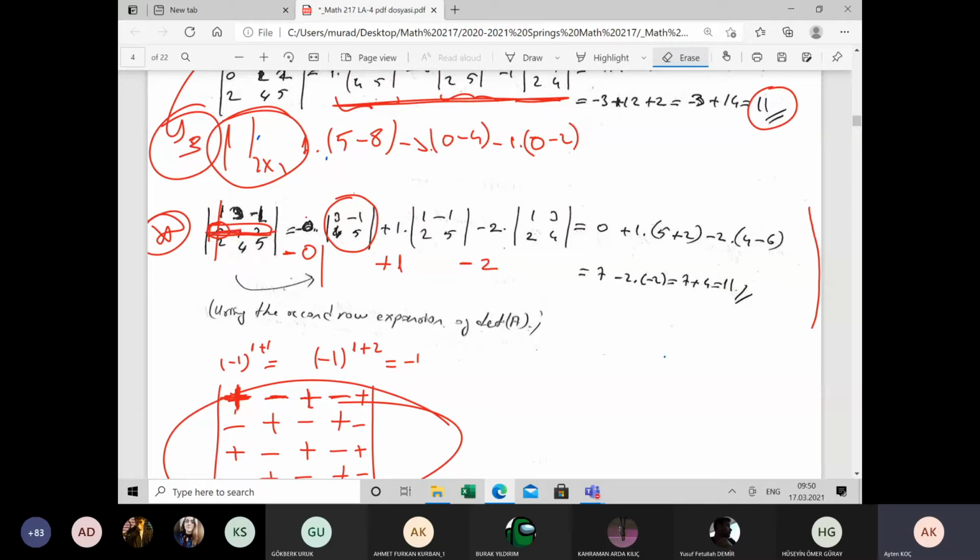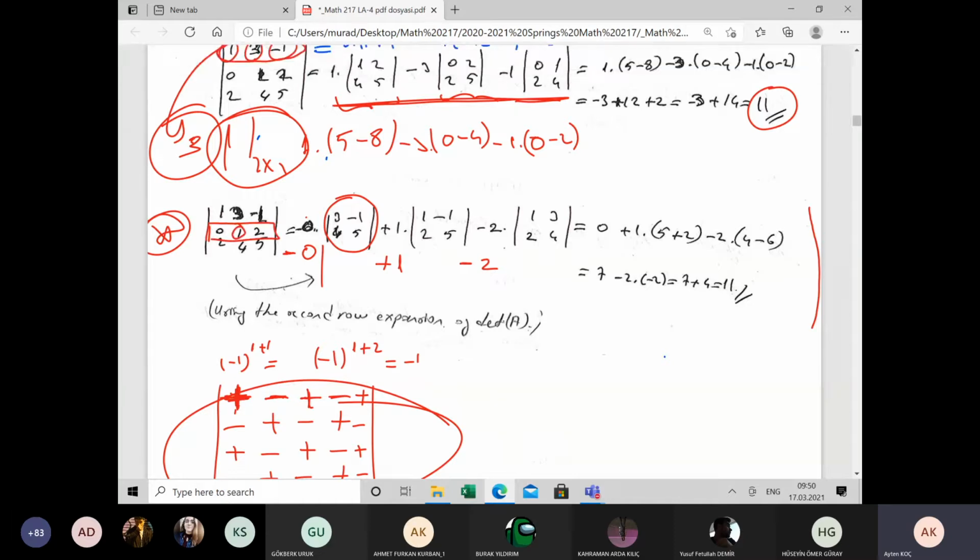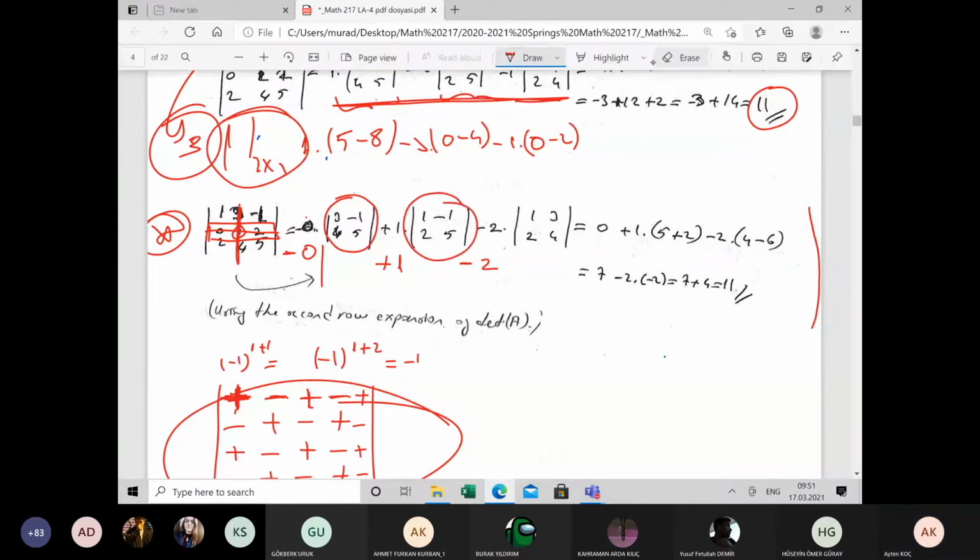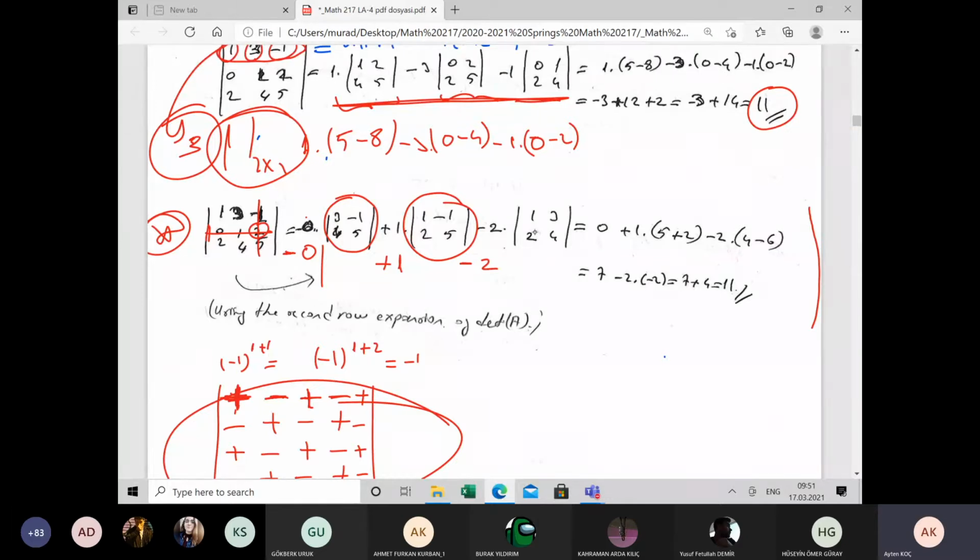What's the next entry here? In the second row expansion, next entry, this one. Delete the corresponding row and column. This one and this one. So we obtain 1, minus 1, 2, 5. It's okay? So the next one, take this entry 2, this one, delete the corresponding row and column. So delete the column, and then we obtain this one.